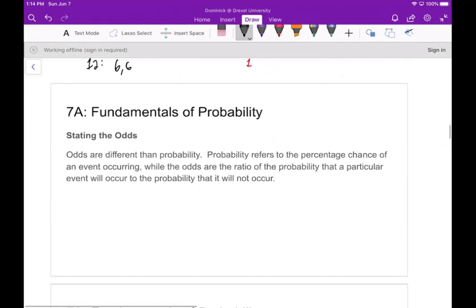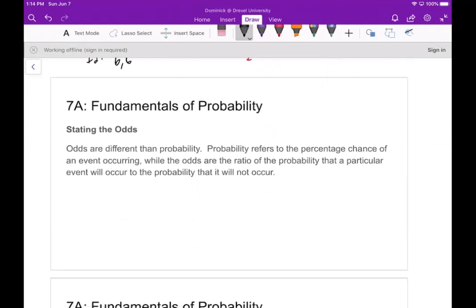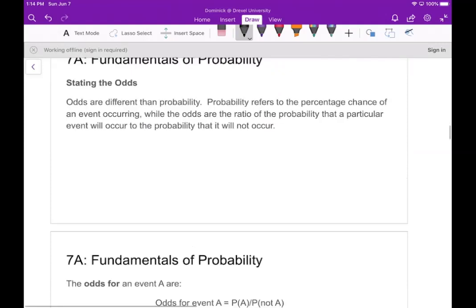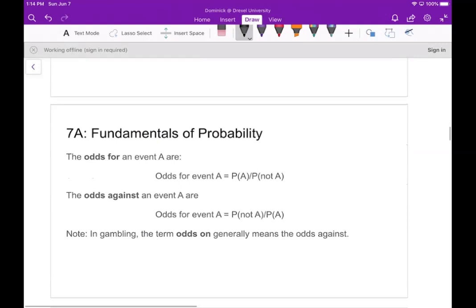Now, the last thing that we'll discuss in this video is the idea of stating the odds. Now, odds are slightly different than probability. Probability refers to percentage chance of an event occurring, while the odds are the ratio of the probability that a particular event will occur to the probability that it will not occur.